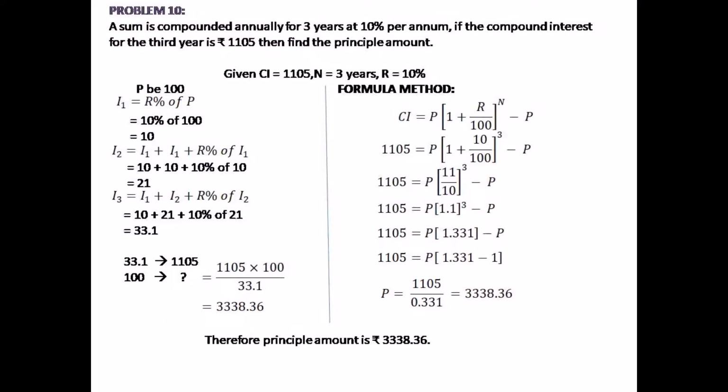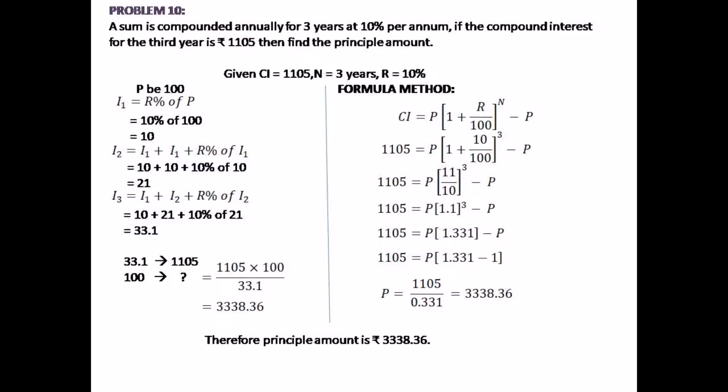A sum is compounded annually for 3 years at 10% per annum. If the compound interest for the third year is rupees 1105, then find the principal amount. Given CI equals 1105, N equals 3 years, R equals 10%. Let P be 100. I1 equals R percent of P, that is 10% of 100. Gives I1 is 10.